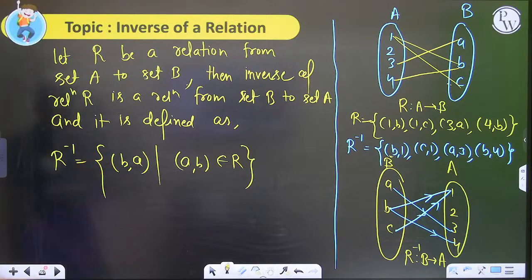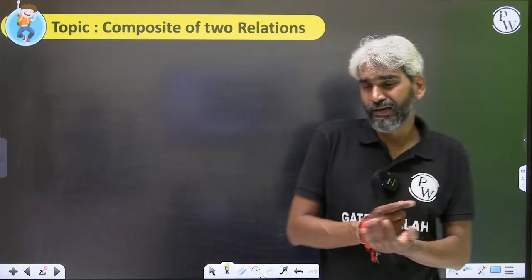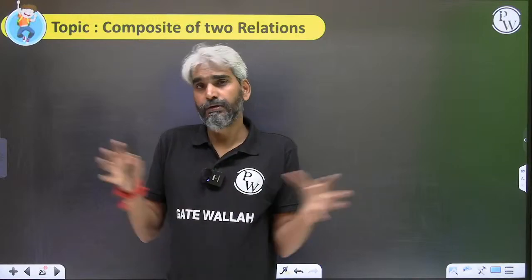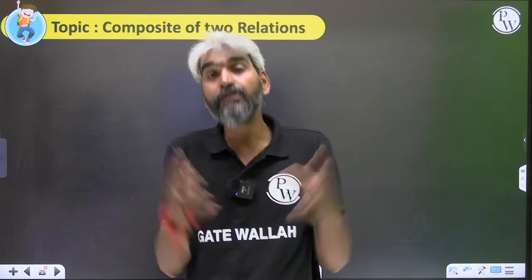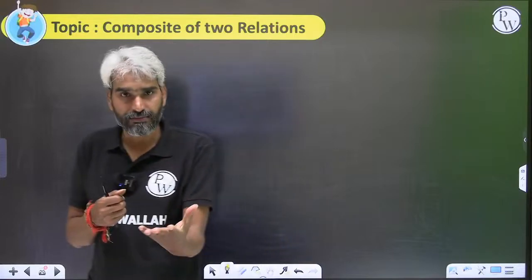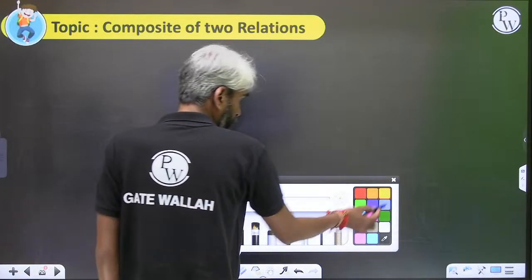Clear? So that's just one definition. Next thing is, can we composite two relations? That is, can we define the composite of two relations, can we combine two different relations and create a new relation? So it may be possible in specific cases.